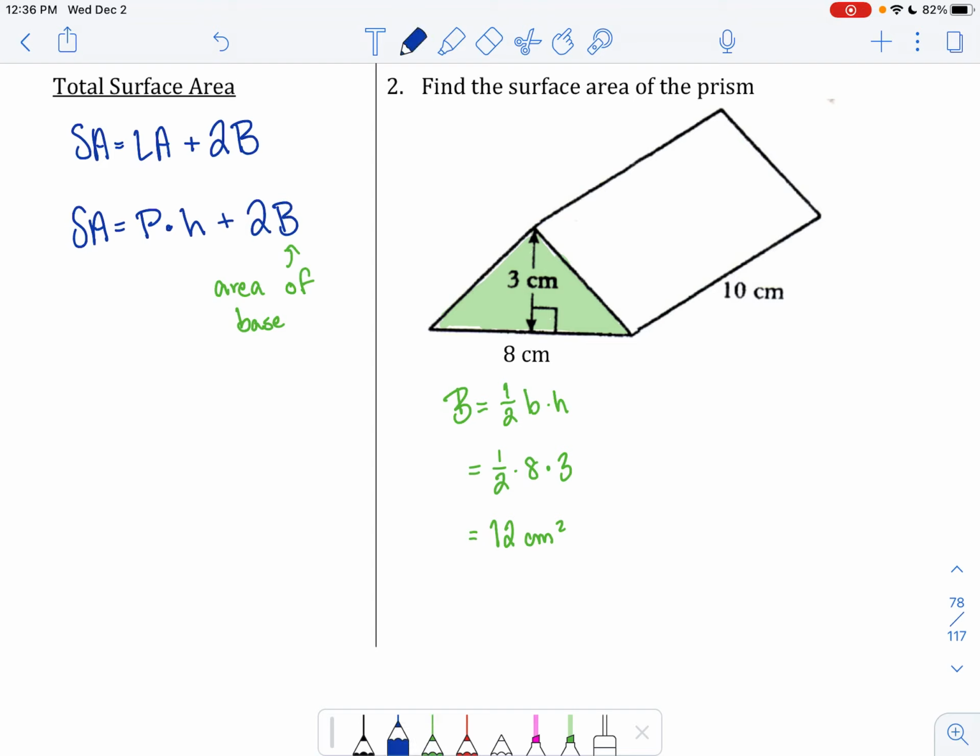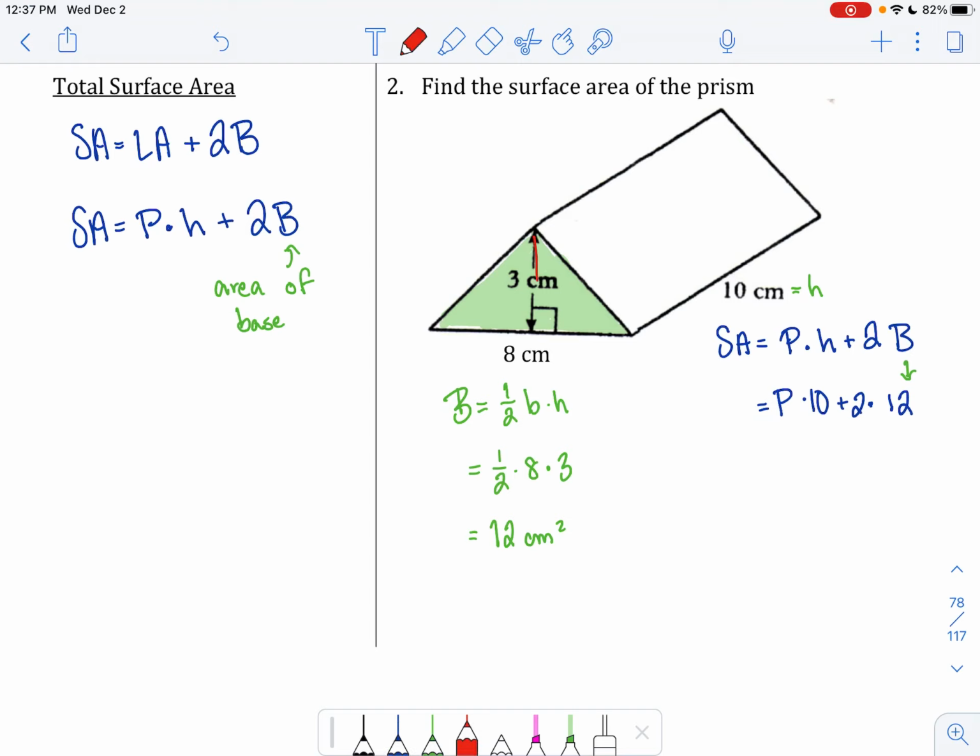So that gives us the surface area equal to perimeter times h plus 2B. We now know B is 12, times 2. We know that the height of the prism here is 10, but we still don't know the perimeter of the base. And this is where we're going to use our Pythagorean theorem.